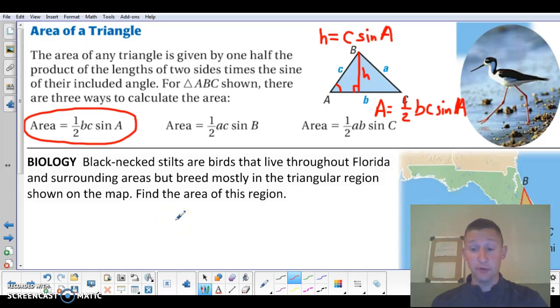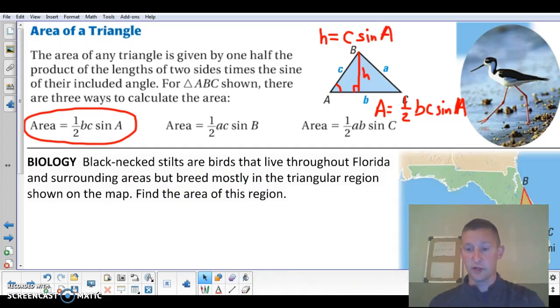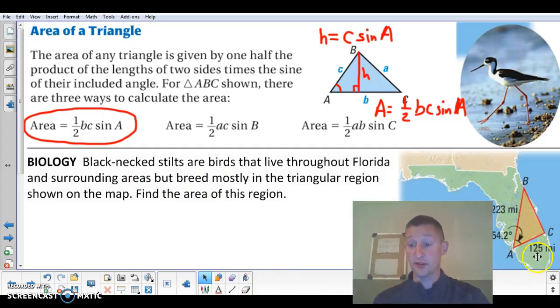So in this example, we've got a biology type of problem. Black-necked stilts are birds that must look like this. That's why there's a picture of them right there. They live throughout Florida, a wonderful place if you like it to be hot and messy, and surrounding areas, but breed mostly in the triangular region shown on the map. Find the area of this region. First of all, let me move my face so you can see what it looks like.